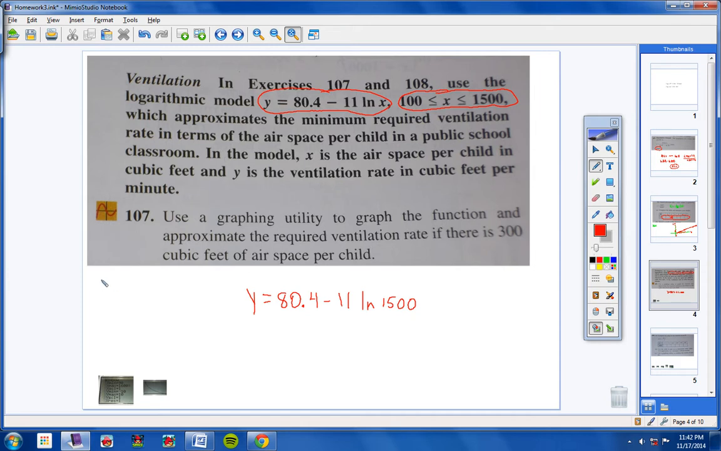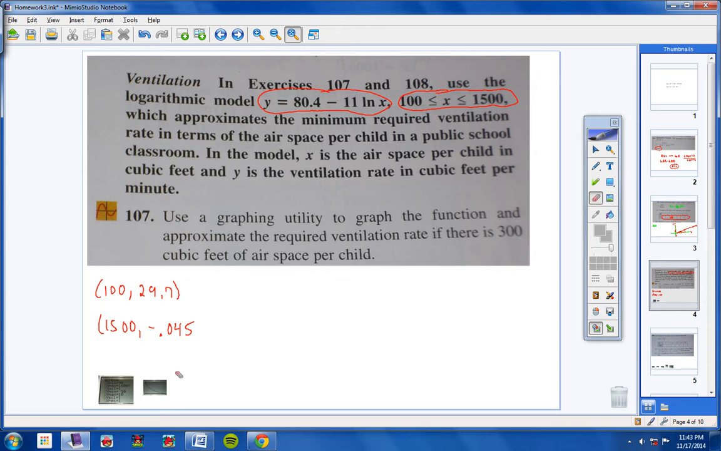I got out 100 gave me out 29.7, and 1500 gave me out negative 0.045. Okay, so look what that does for me. Now watch what that does for me.